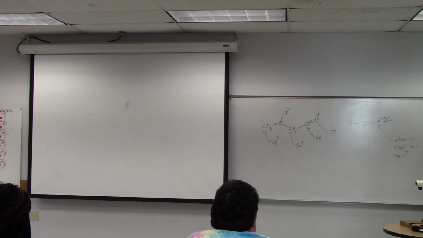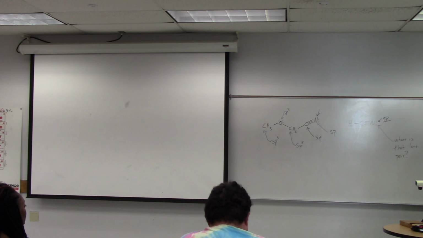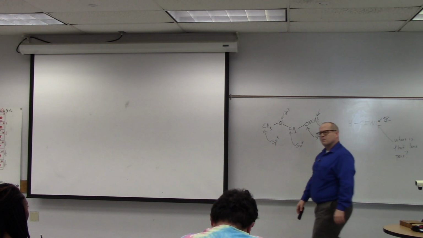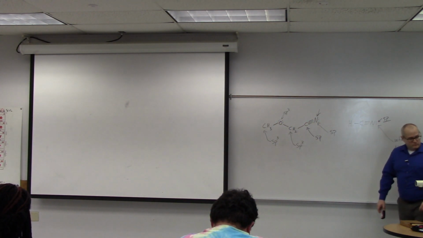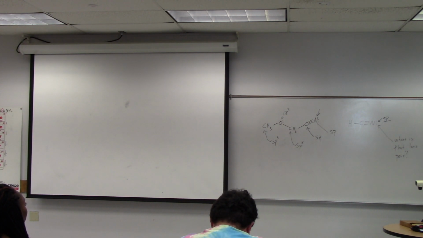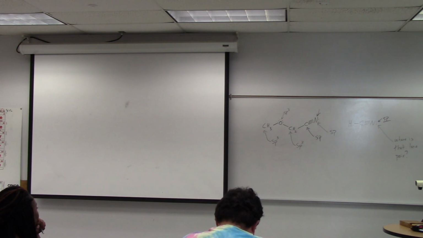So before we move forward, I just want to review really fast. For SP3, it has 4 sigma bonds. SP2 has 3 sigma bonds and 1 pi bond. And then SP has 2 sigma and 2 pi? Or no? Yep. Gotcha. Well, forget that. I guess I'll have to just go freestyle.